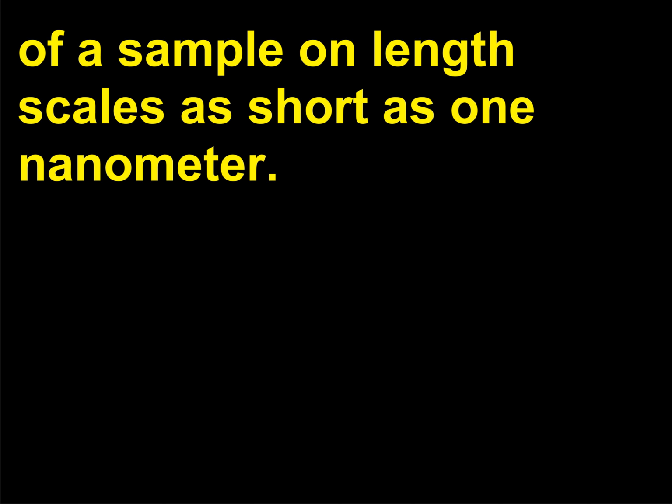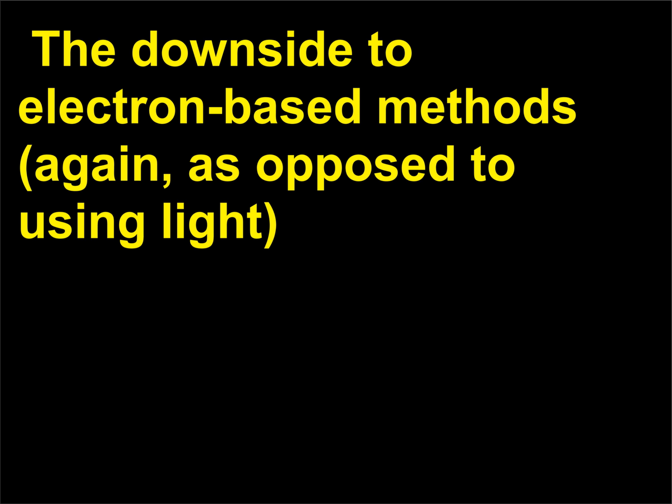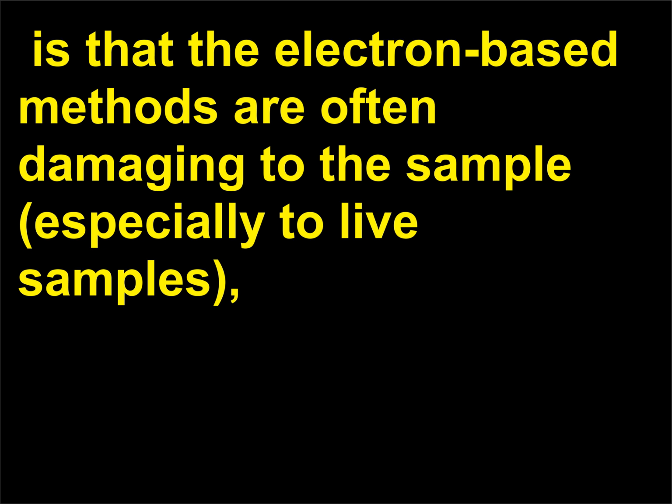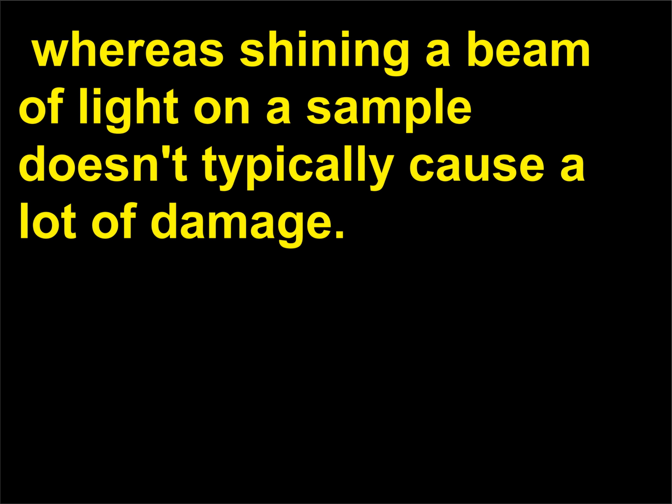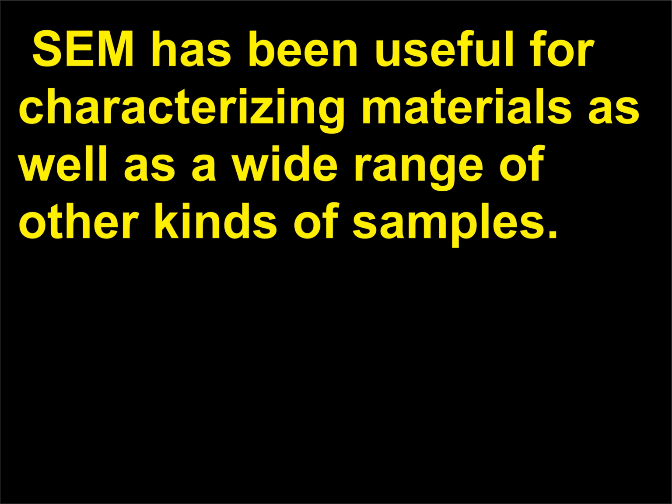The downside to electron-based methods, again, as opposed to using light, is that the electron-based methods are often damaging to the sample, especially to live samples. Whereas shining a beam of light on a sample doesn't typically cause a lot of damage. SEM has been useful for characterizing materials as well as a wide range of other kinds of samples.